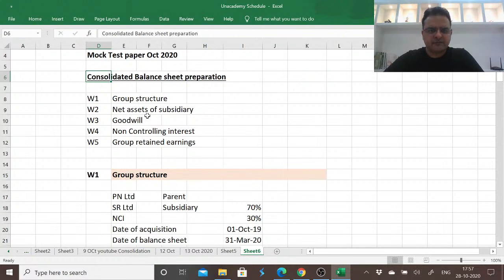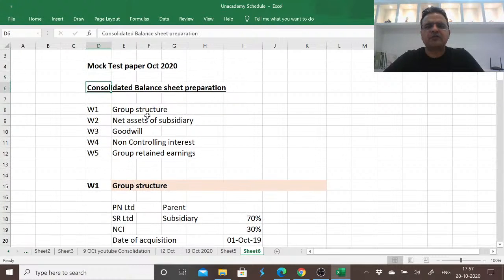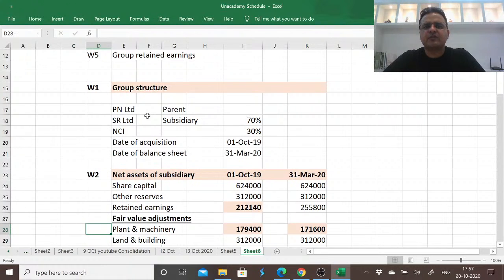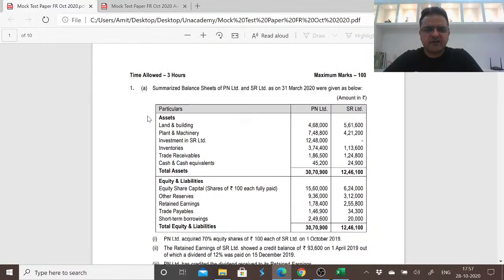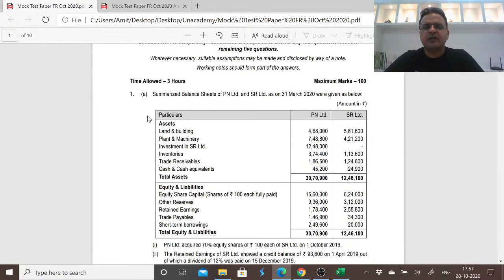So this is how we use the 5 workings in preparing a consolidated balance sheet question. We just did a mock test paper of October 2020, wherein if we remember these 5 workings, we can easily prepare consolidated balance sheets. Looking at it again, while reading the question, the first thing, as I always say, is to read the requirement. We need to prepare a consolidated balance sheet. When we do consolidation, we'll have to add land and building P plus S, that is parent plus subsidiary, and plant and machinery, parent plus subsidiary. These line items will appear on the consolidated balance sheet.